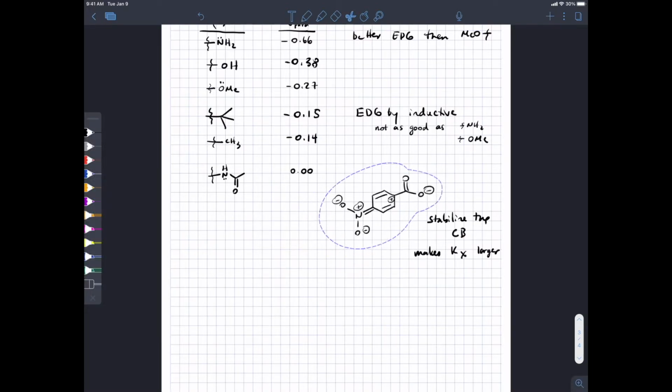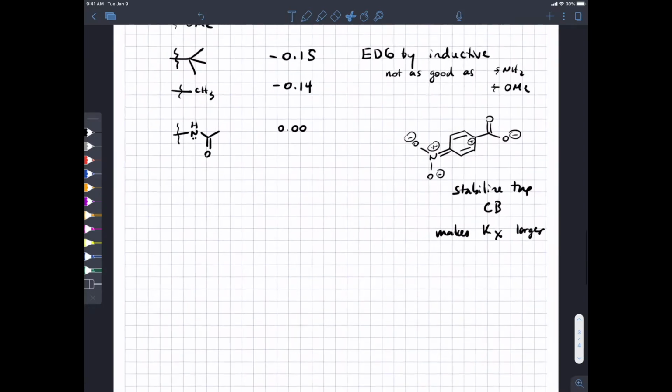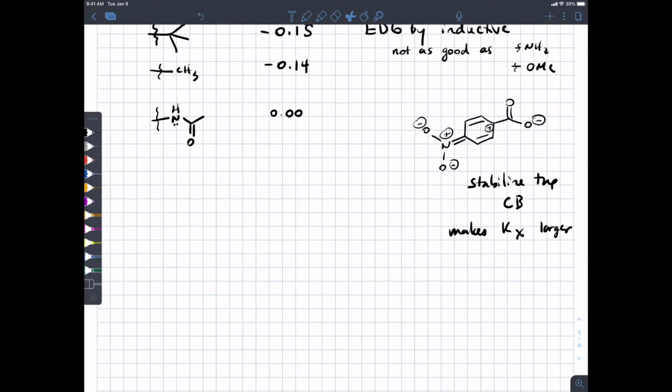So let's just write some of the usual suspects of electron withdrawing groups. A ketone has a sigma value of 0.47. Okay, so that means that the equilibrium constant for having the ketone there versus having the proton there is some number between 1 and 10. And let's see.